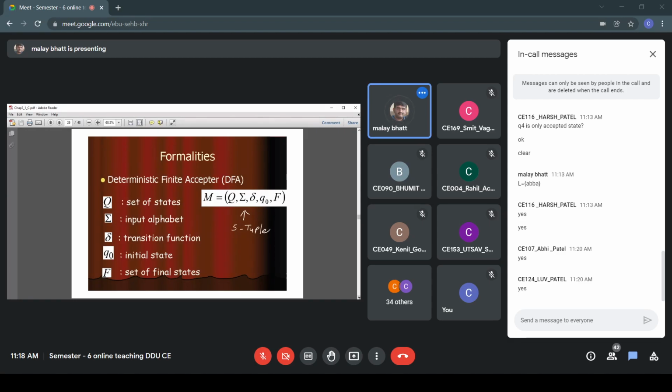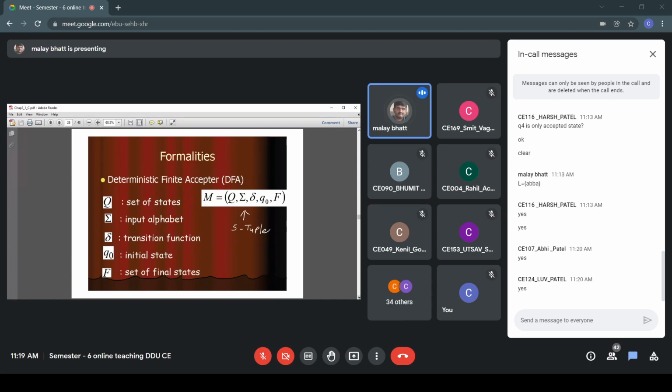So here Q is the set of states. Sigma is the input alphabet. Delta, which we'll see in detail, is a transition function. Q0 is the initial state. And F is a set of final states, known as F.